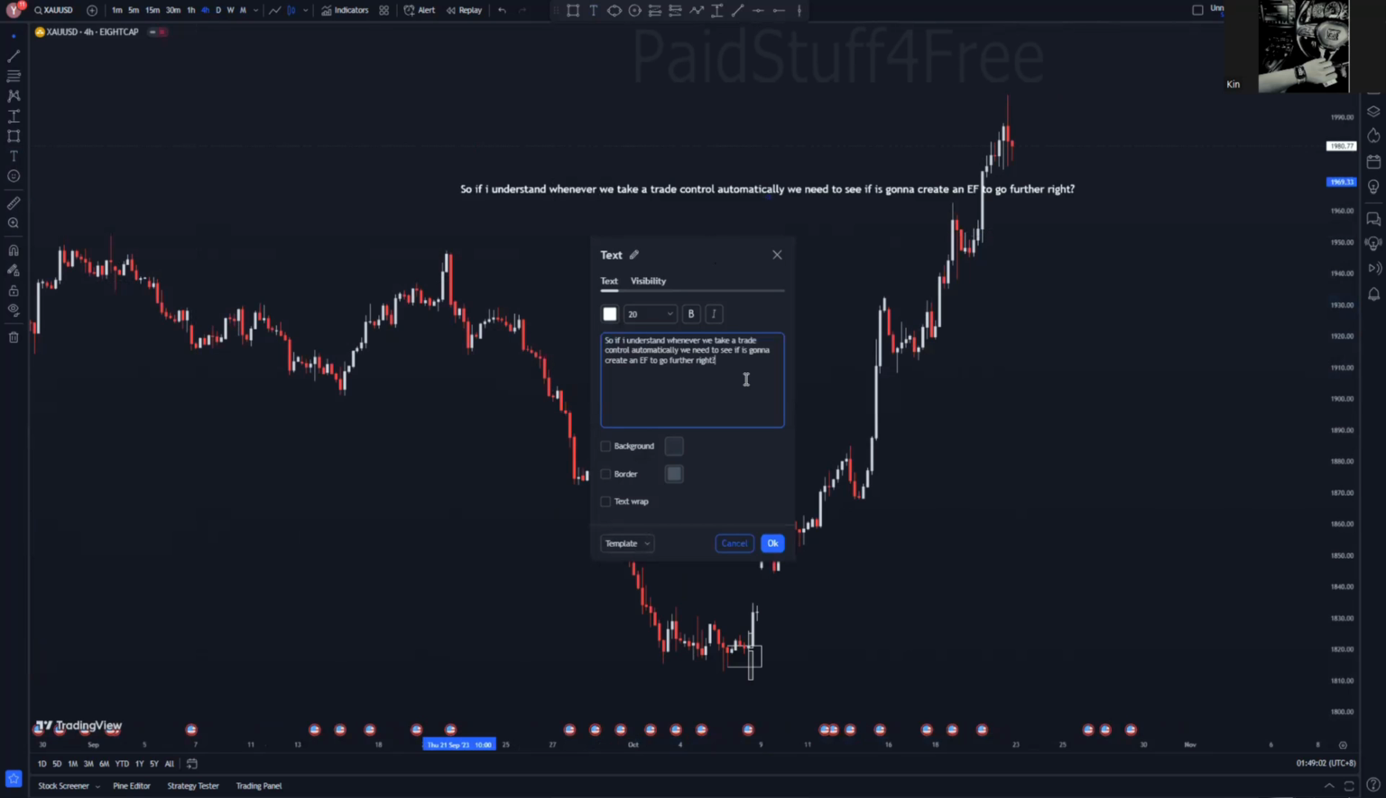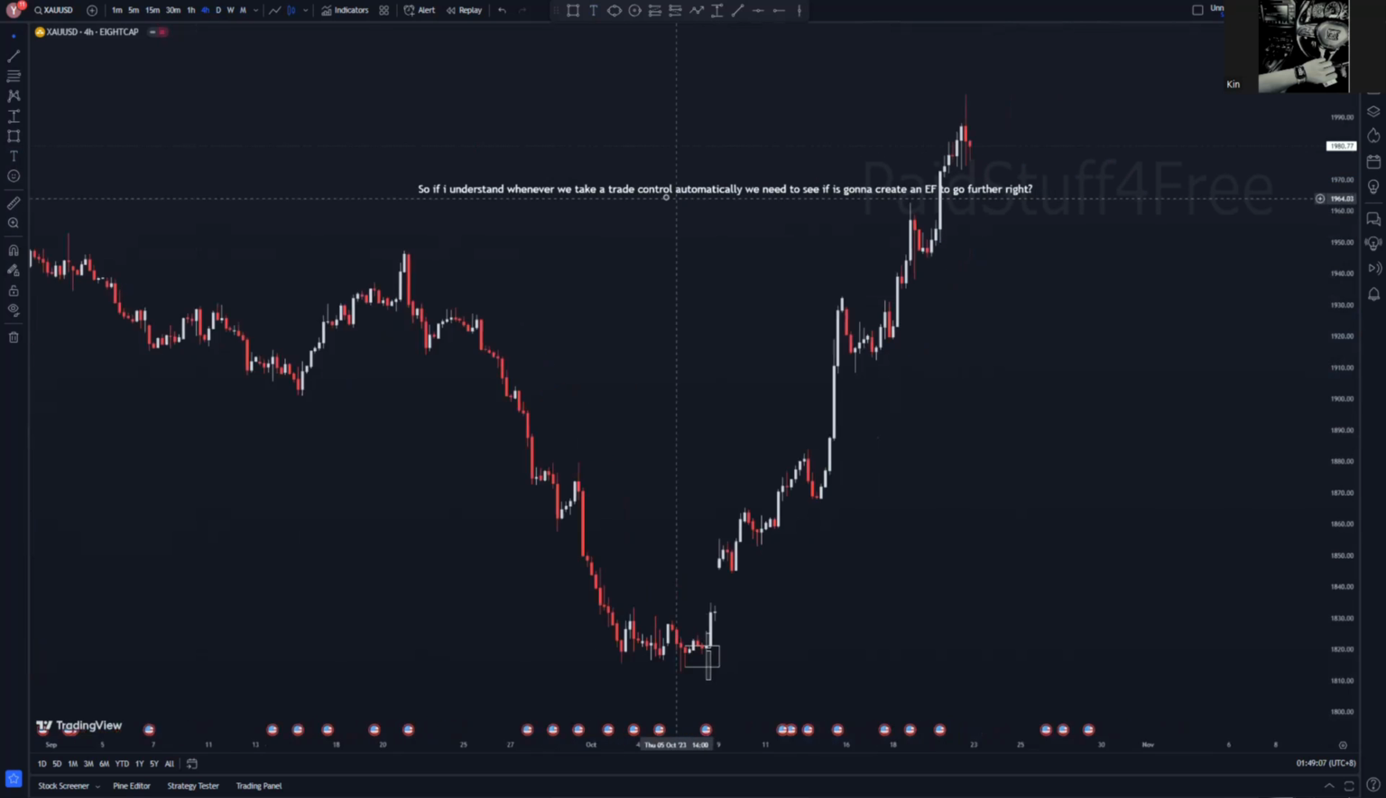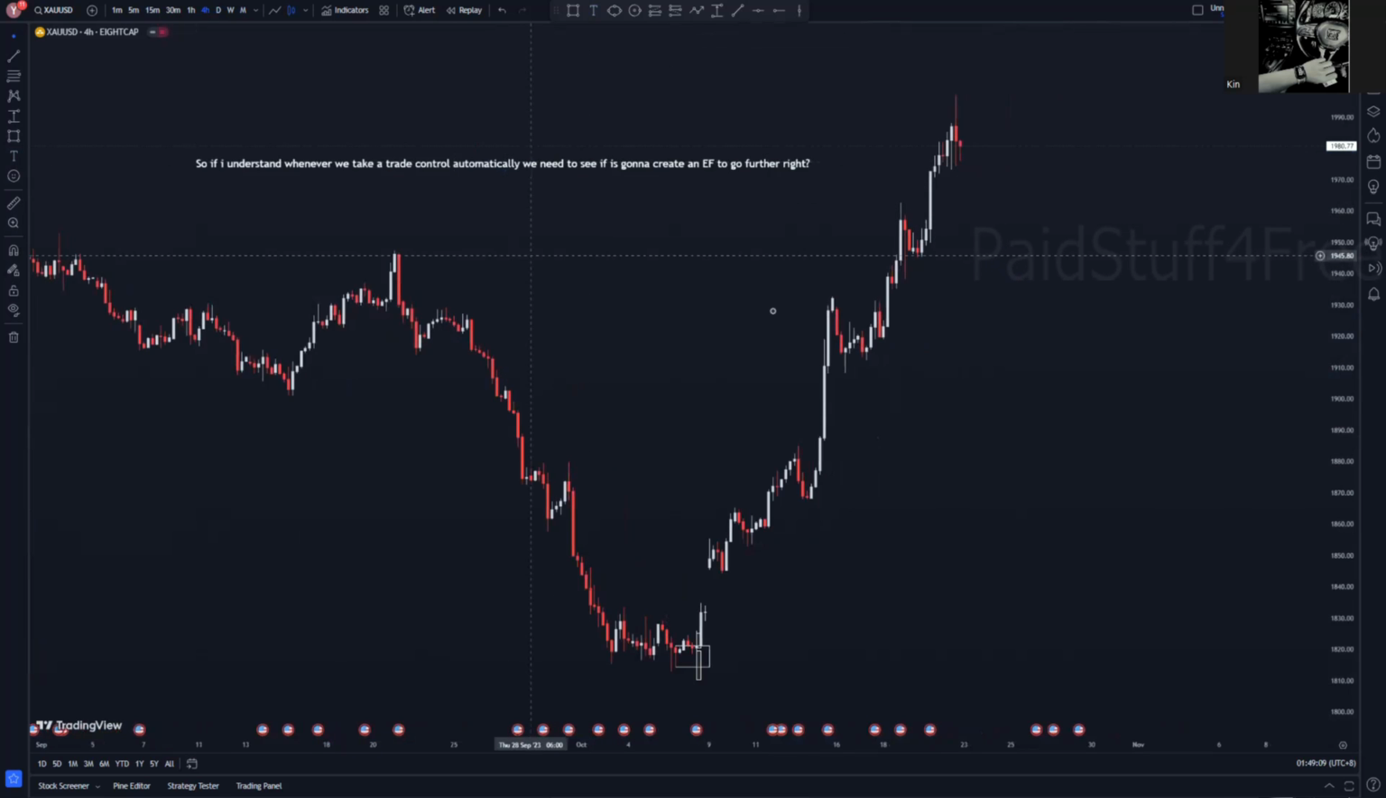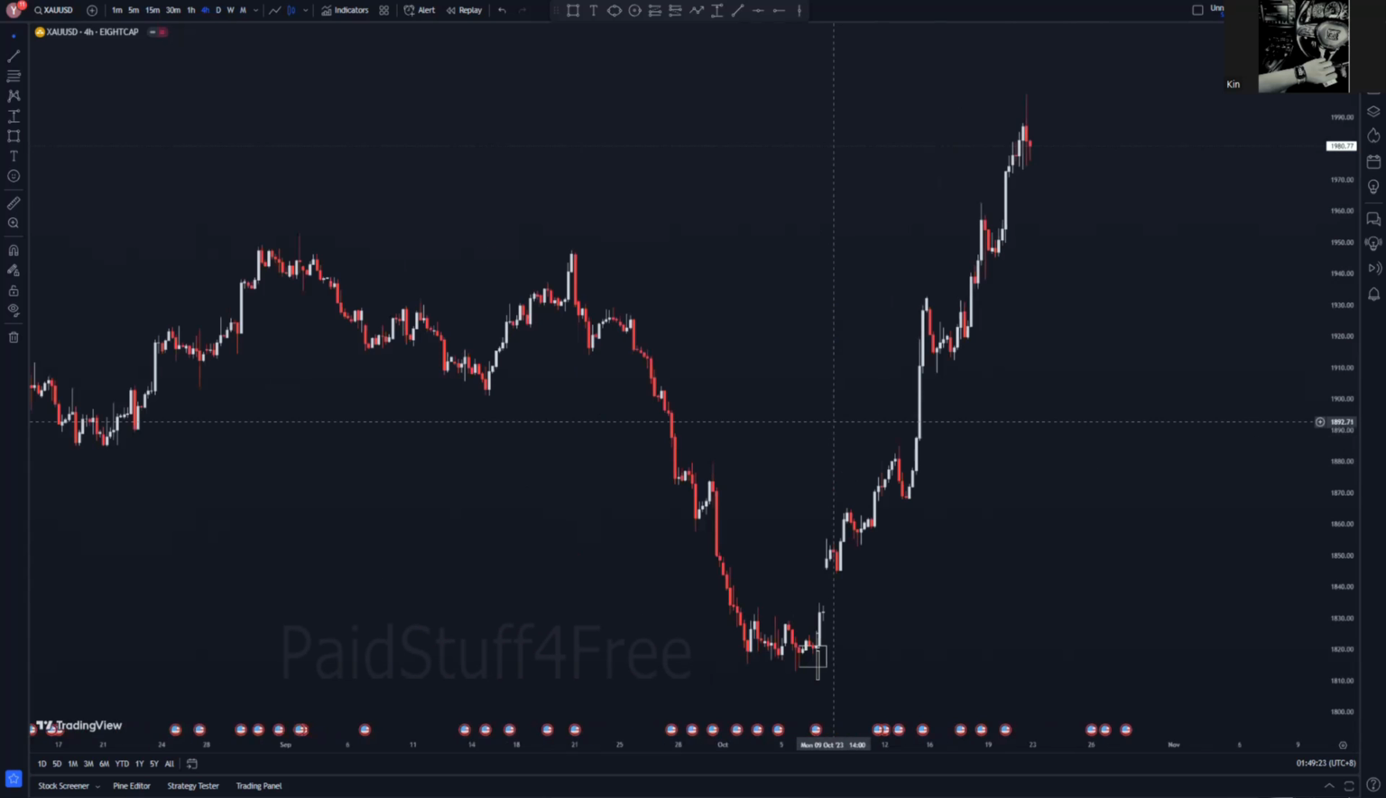So this is the question. If I understand, whenever we take a trade control, automatically we need to see if it's going to create an EG? Yes, exactly. Right. Okay. And one more thing, you guys need to understand: when the price creates an EG, what does it mean? When the price creates an EF, what does it mean?